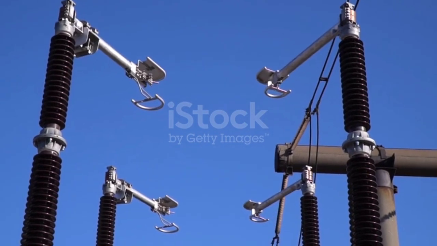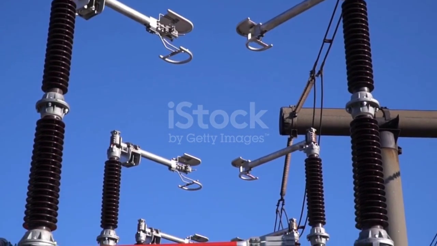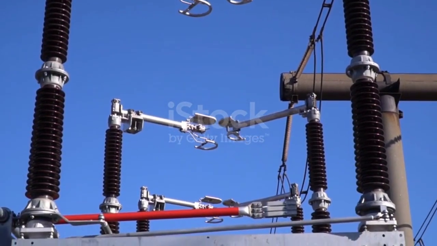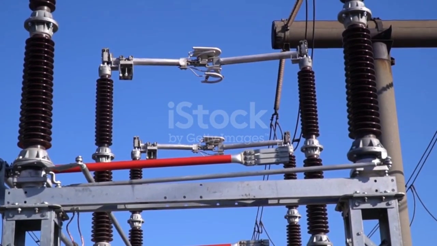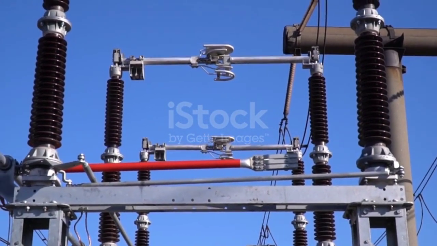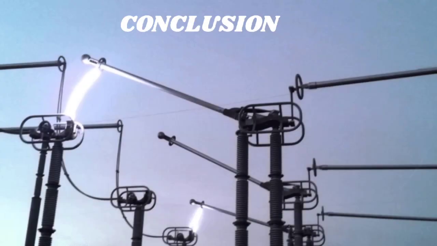So, by carefully considering these factors, engineers can design and develop circuit breakers and other electrical equipment that provide safe and reliable operation, minimizing the risk of damage and downtime. In conclusion, arc extinction is a critical function of circuit breakers, and it plays a key role in determining the safe and reliable operation of electrical power systems.